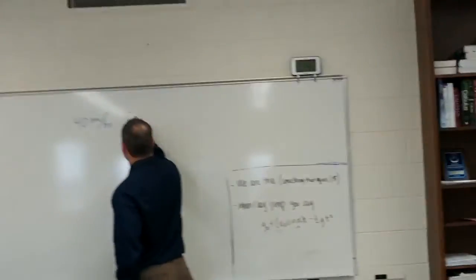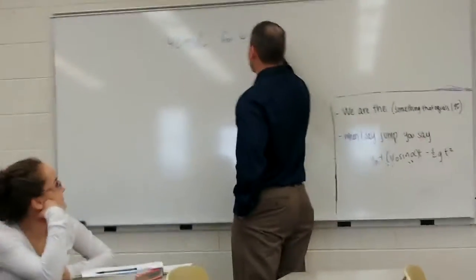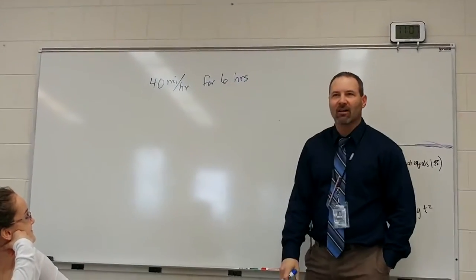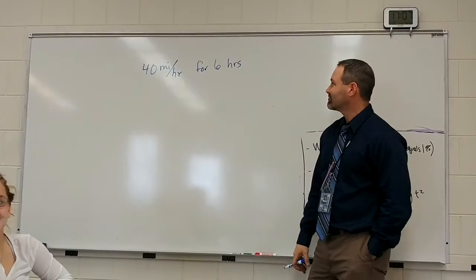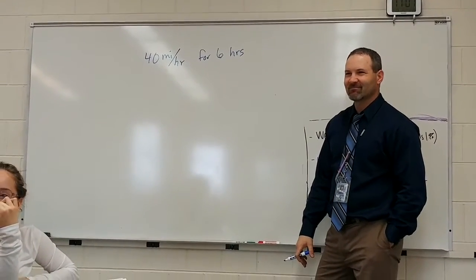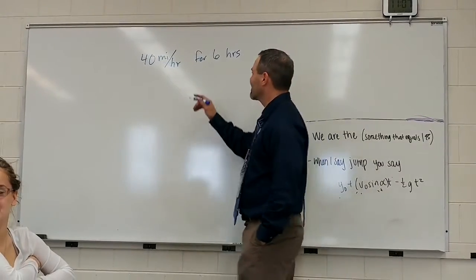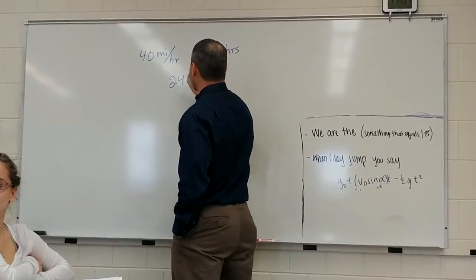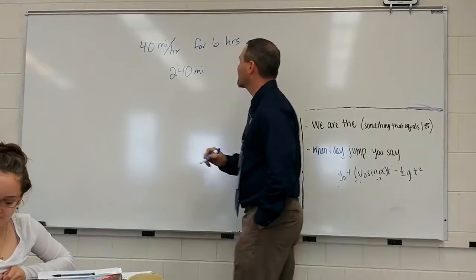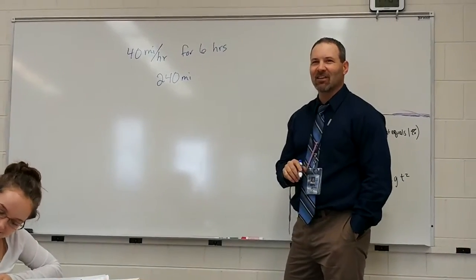40 miles per hour for 6 hours. How far have you traveled? 40 times 6, 240. This is not a trick question. 240 miles. So we get 240 miles, right? Yes. We can handle that?